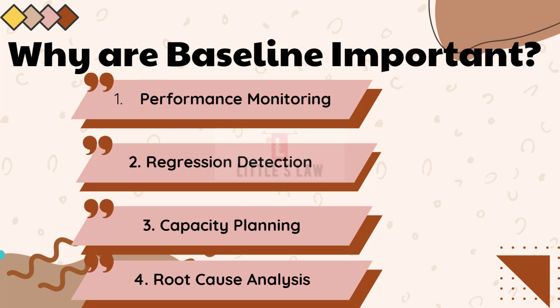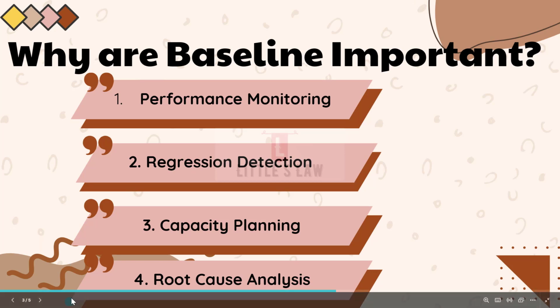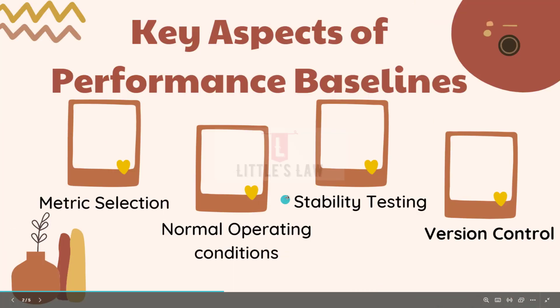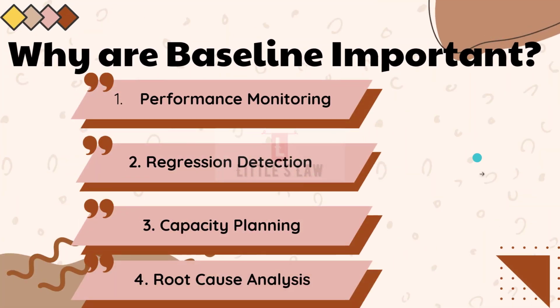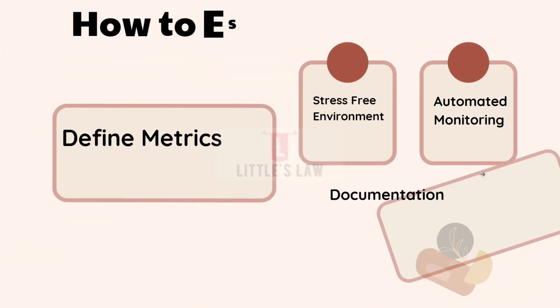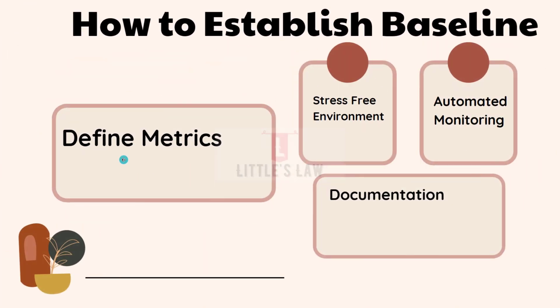So far we saw the key aspects of performance baselines, and then we saw the reasons why baselines are important, and finally we are going to see how to establish the baseline. The first point is define the metrics, where we have to clearly define the performance metrics which are relevant to our system and application. The second point is the stress-free environment, where we have to capture the baseline metrics in a stress-free environment without any load or stress to ensure that the system is operating under typical conditions.